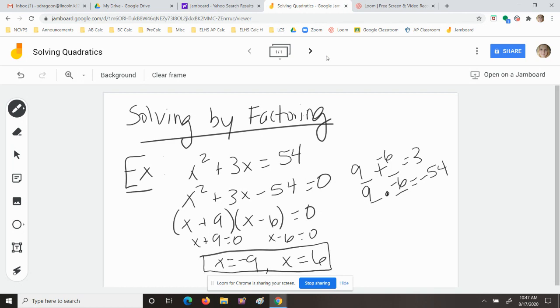So the big thing is, if you solve using factoring, once you have your two factors, you need to set each of those equal to 0 and solve for x. That's the extra step when you solve by factoring.